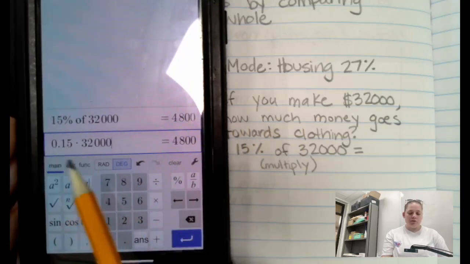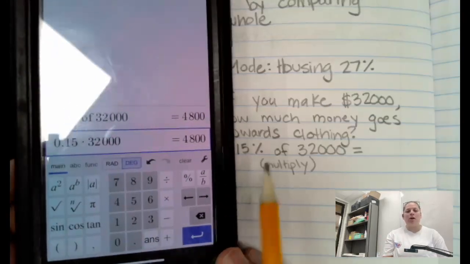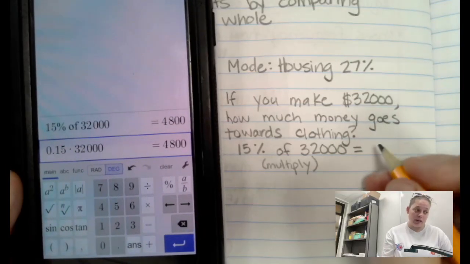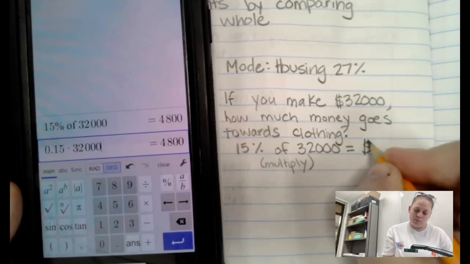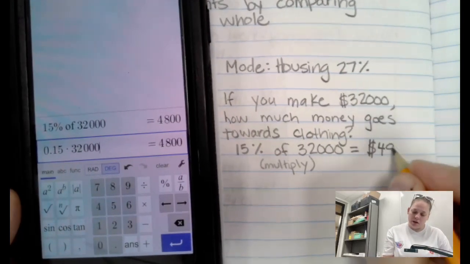Okay, if I just do 15 times 32,000, I'm going to get a bigger number than 32,000, and I can't spend more on clothes than what I have, unless I want debt, which I personally do not. So our answer, we're measuring in money, so in dollar amounts here, we're going to do 4,800 would be our answer.